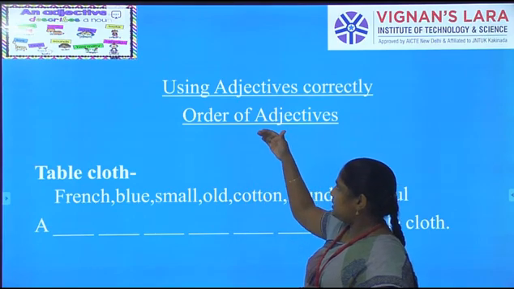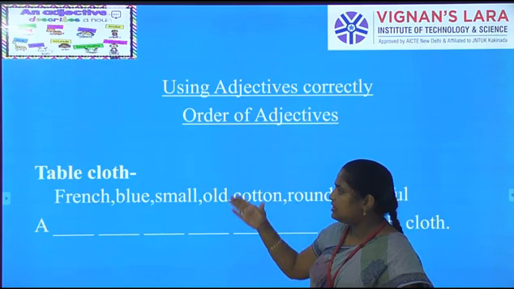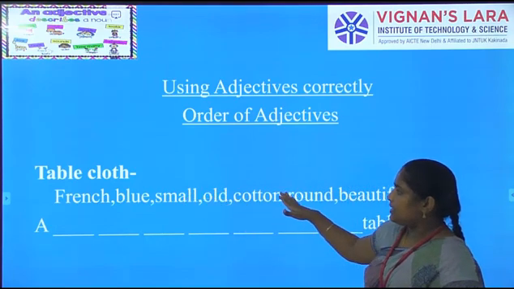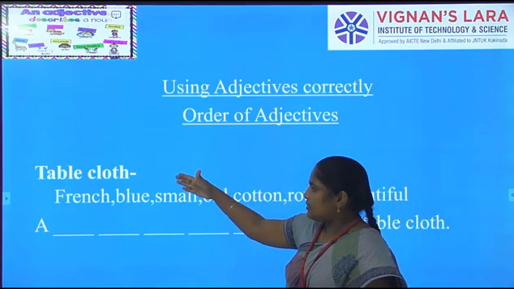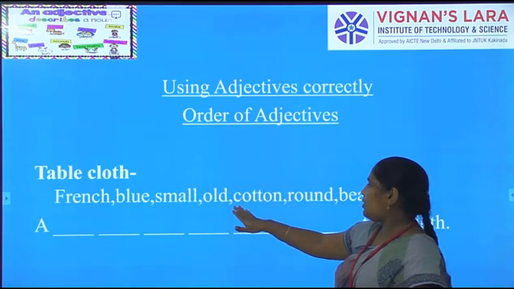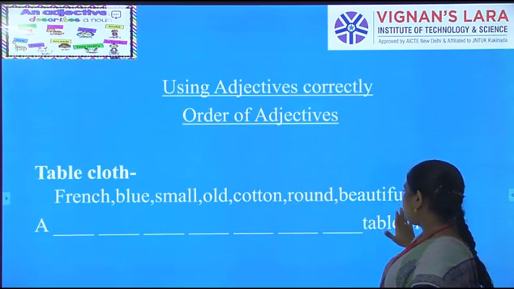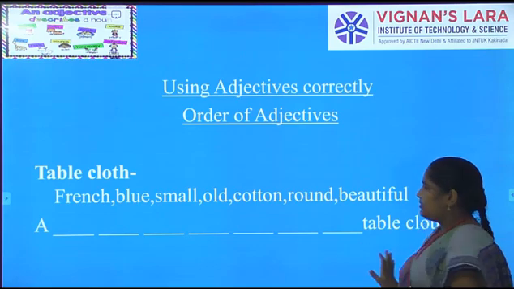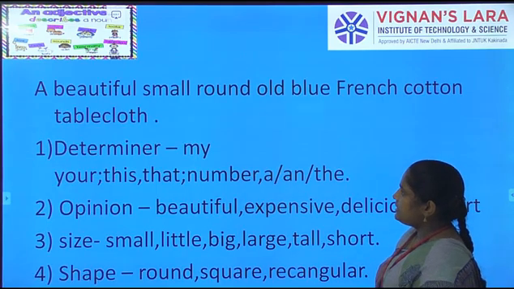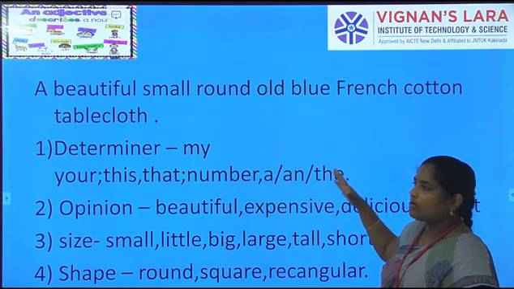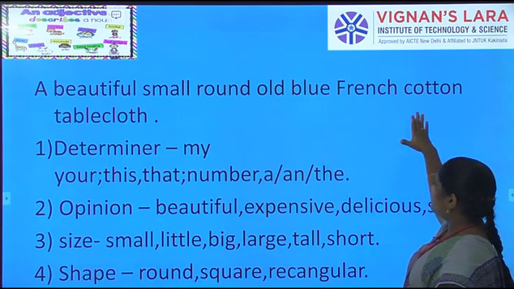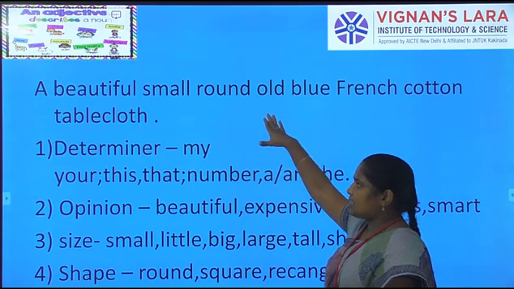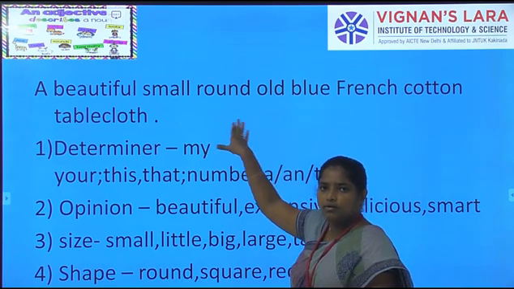So coming to the order of adjectives. Here is a jumbled sentence: tablecloth, French, blue, small, gold, cotton, round, beautiful; complete the sentence. What is that? A beautiful, small, round, old, blue French cotton tablecloth. How can we describe this order?